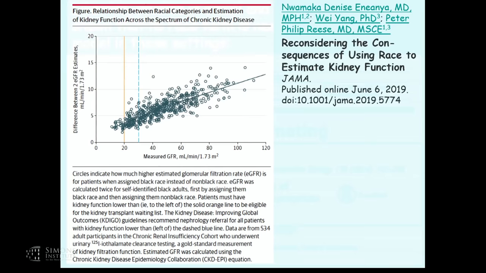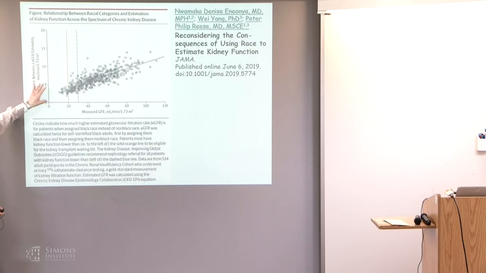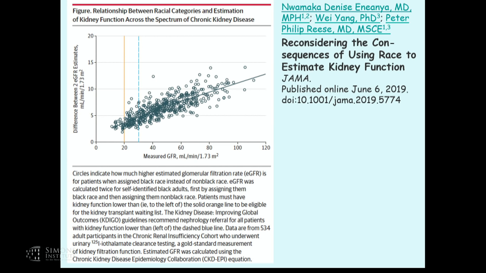Yeah. So Nancy just showed me this. This came out in JAMA yesterday, June 6th. Here you see against measured GFR, here's the black penalty: the number of GFR units that you get increased if you're black. This is the cut point for being eligible for kidney transplant. And so there's no doubt that people are disadvantaged by having their score raised across some cut point like this. If you're just at the cut point and you get your score raised, you're going to be disadvantaged in terms of where you get on the wait list.